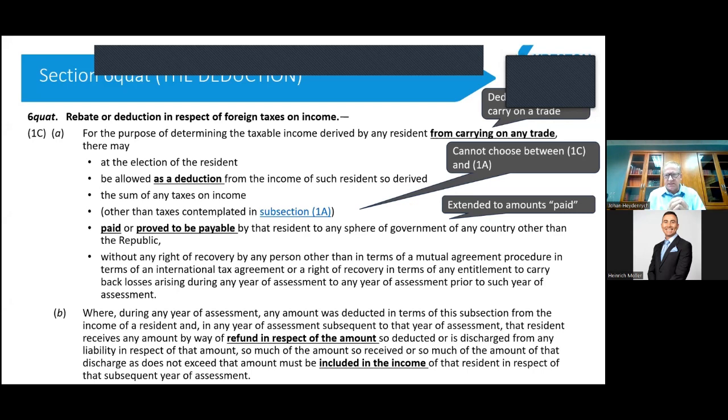Now, can you see this 1C doesn't talk about source? So you can actually claim it whether the source is foreign or the source is South Africa. You can only claim it when it's carrying on a trade, but once it qualifies for a rebate, you can't qualify here. So in my previous example, if I was a bank, I'm a money lender, I am Nedbank or Capitec, Standard Bank, or Absa, whatever, and I'm a money lender. So I've lent money to somebody in Australia.